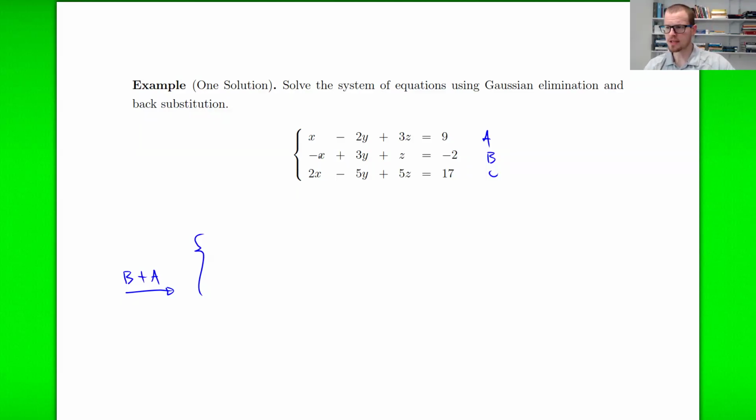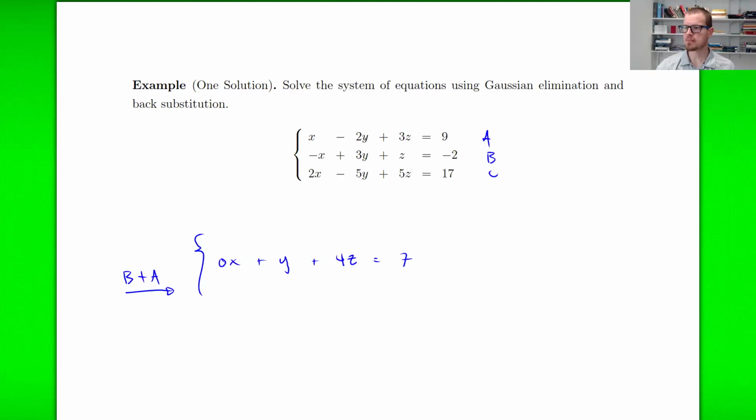To combine like terms, negative x plus x gives me 0 x's. It's gone. I don't have to write it down, but it's a nice placeholder for the moment. 3y plus negative 2y gives me just 1y. z plus 3z gives me 4z. Negative 2 plus 9 gives me a positive 7. Now, that's what I've done to the second equation, but I haven't changed the first or third equation at all. So I'm just going to copy those down, rewrite them.